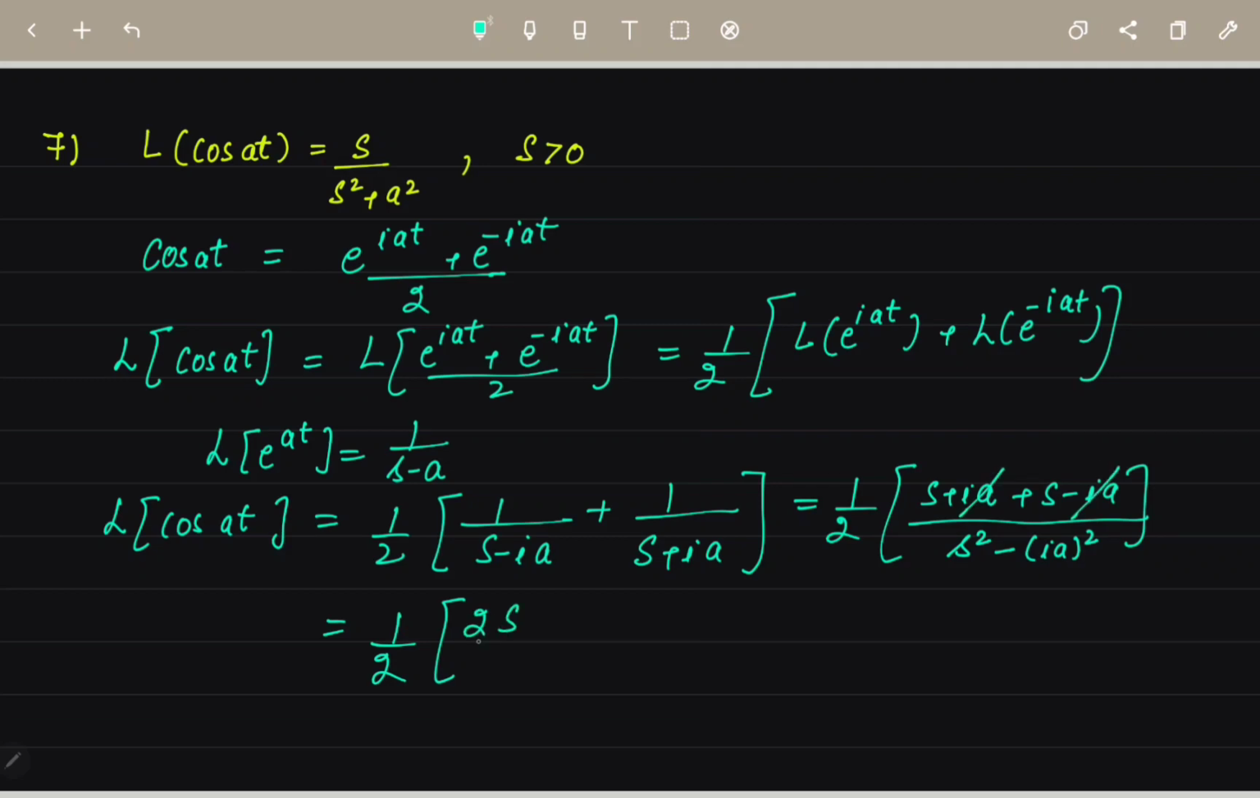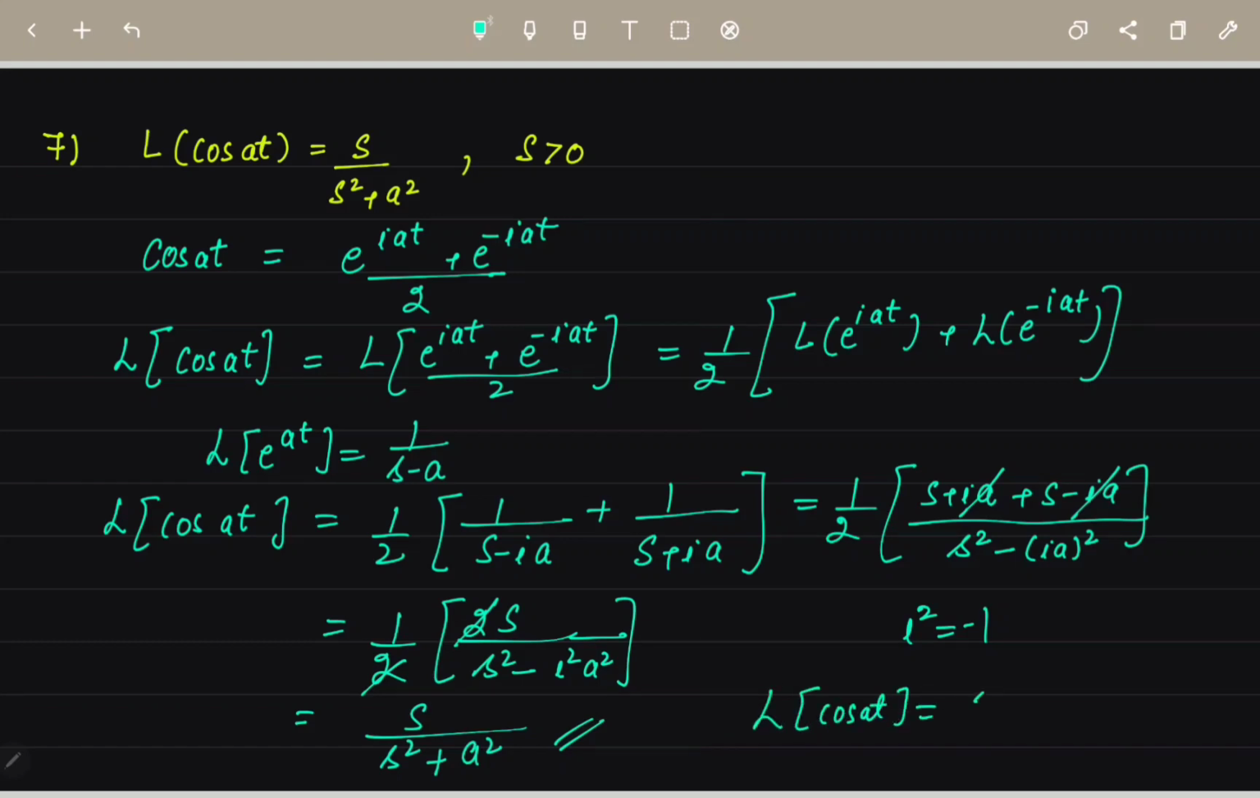So now solving this, we have 1 by 2 times, then minus iota and iota get cancelled out. It will be 2s divided by s square, then minus iota square into a square. We know that iota square is equal to minus 1. Using this here, we have 1 by 2 times, and 2 and 2 also get cancelled out. So I will directly write that it is s divided by s square, then iota square is minus 1, so it goes to plus a square. So the answer is Laplace transform of cos of at is equal to s divided by s square plus a square.